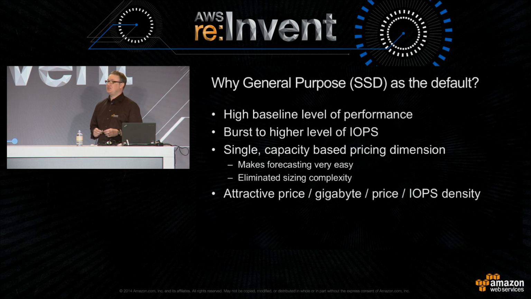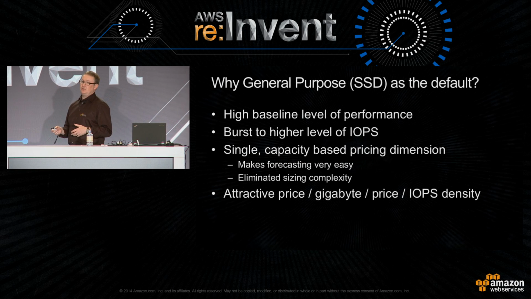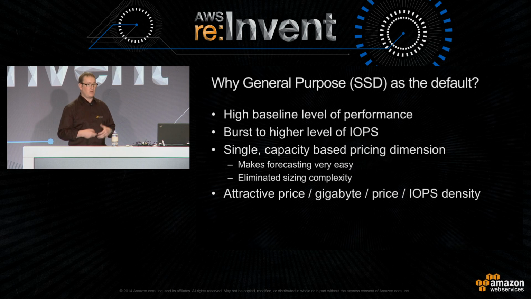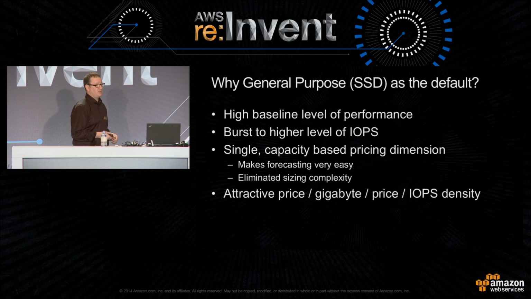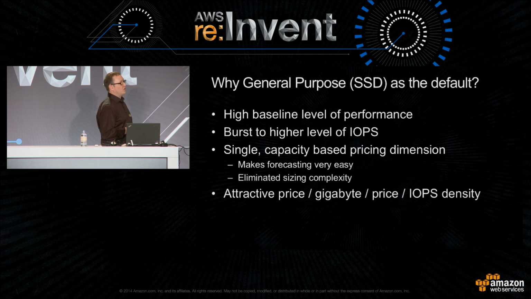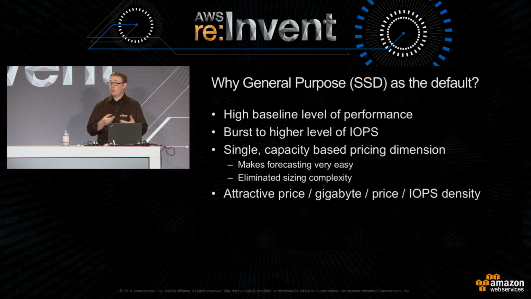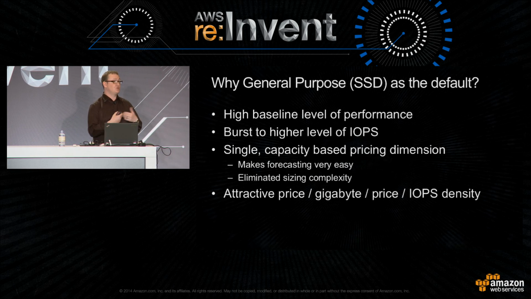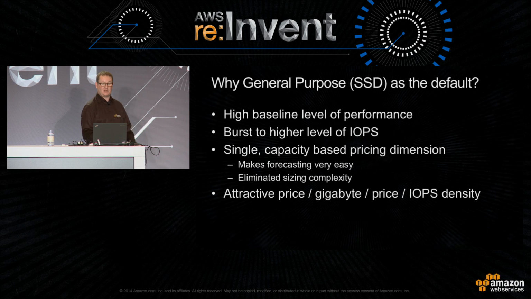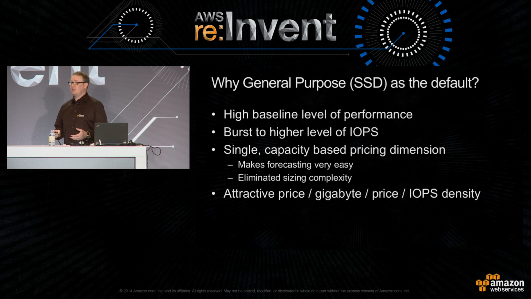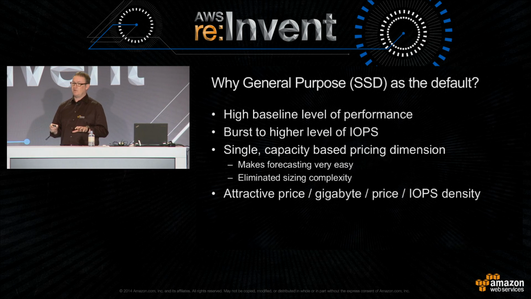So why did we make GP2 the default? Why is GP2 kind of in your face on the console? Why am I taking so much time to explain it? Well, we've been able to deliver a really high baseline of performance, and we want to make sure you get access to that. We did a lot of work to make GP2 possible, and we want to make sure you're using it. It's a really great piece of technology. The burst capability fundamentally changes how small volumes operate.